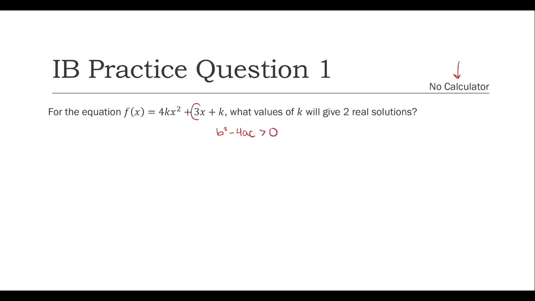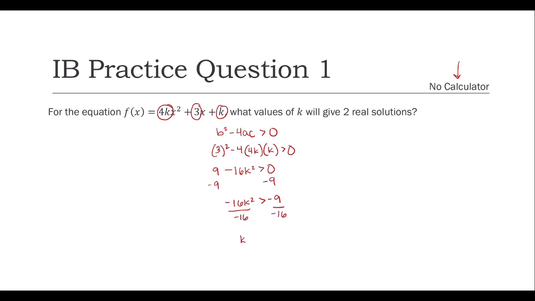So our discriminant is b squared minus 4ac, and we'll have two solutions if that is greater than 0. So here our b value is 3, so 3 squared minus 4 times a, which is 4k, times c, which is k, and that needs to be greater than 0. So we have 3 squared, which is 9, minus 4 times 4k times k, which will give you 16k squared. Has to be greater than 0. We'll then subtract 9 from both sides. So we get negative 16k squared is greater than negative 9. And then we'll divide by negative 16.